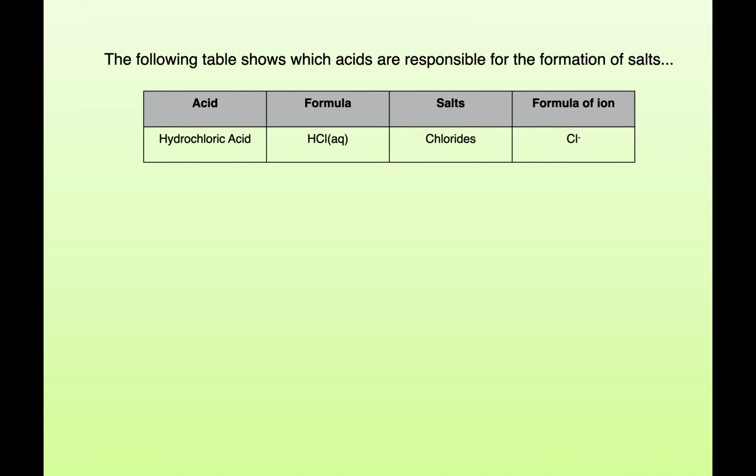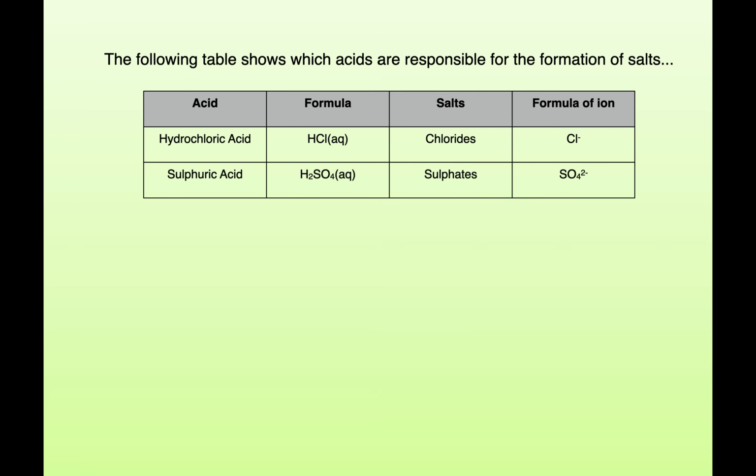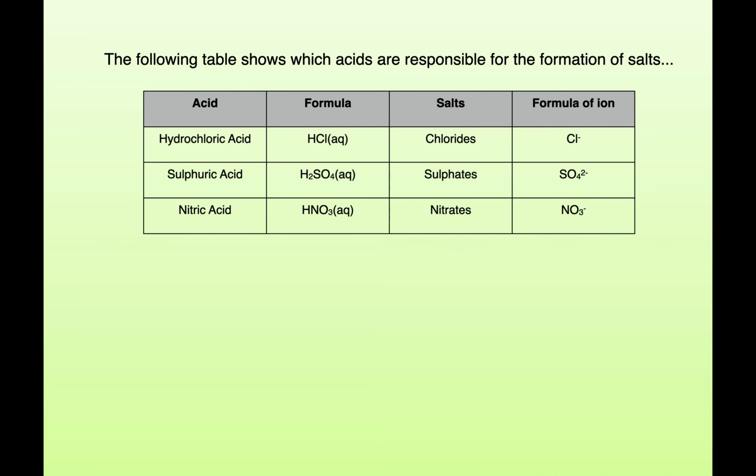Something, just to sum this up, when you react these substances, metals, carbonates, bases, when you react them with acids, then you can automatically see what salt you're going to get. So a hydrochloric acid always produces chlorides. Sulfuric acid, sulfates, and nitric acid, nitrates. Always. Okay, it's worth remembering.